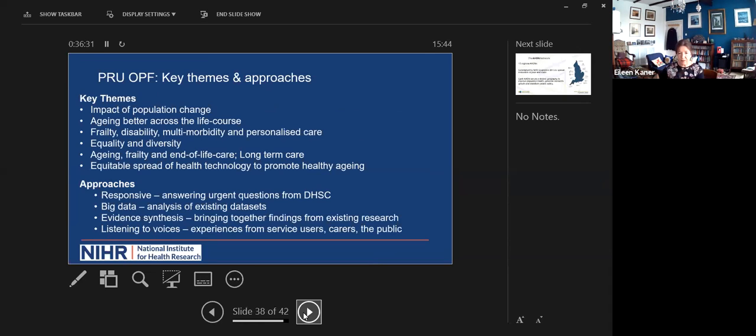And I think for time, I'll probably just not spend too much time on this, but the policy research units in general, they're meant to be responsive. So they're meant to listen to what the government wants and provide the answers really quickly to those questions that ministers and civil servants need answering quite quickly.